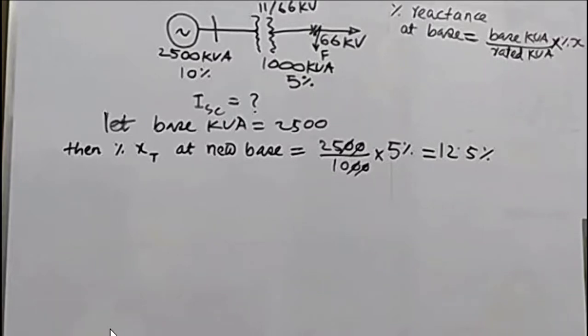Then the percentage reactance XT means the reactance of the transformer. The percentage XT at the new base, which is 2500, using the formula I have written at the top: base kVA divided by rated kVA into 100 percentage reactance. So we have found the reactance of the transformer. Now we want to find the reactance of the generator at the new base.